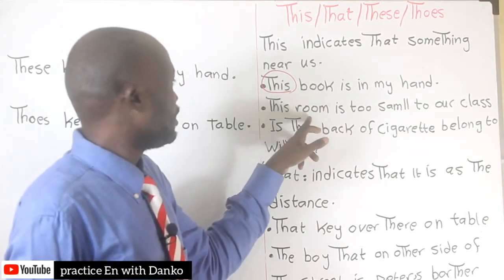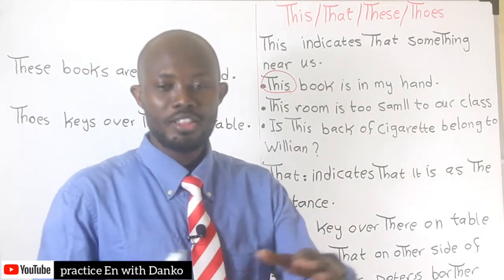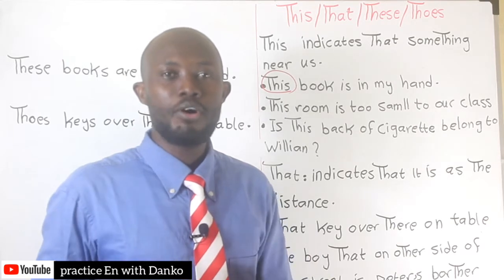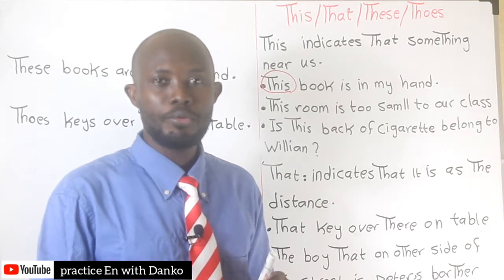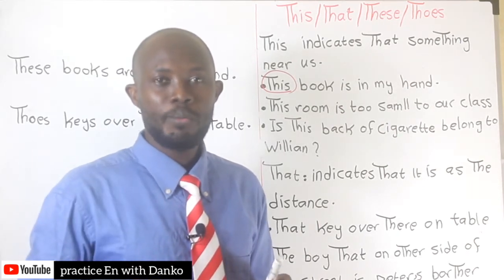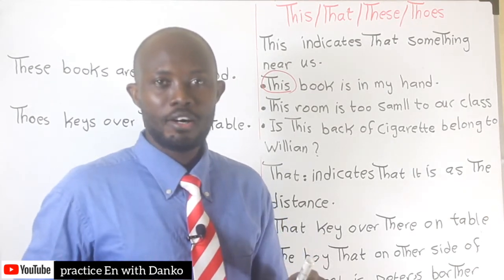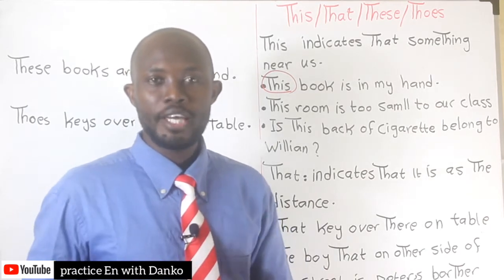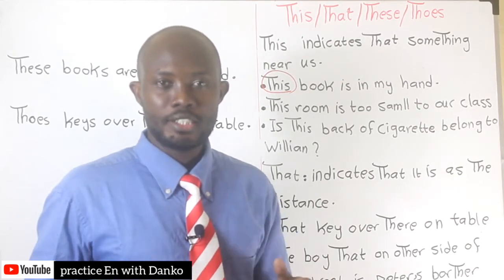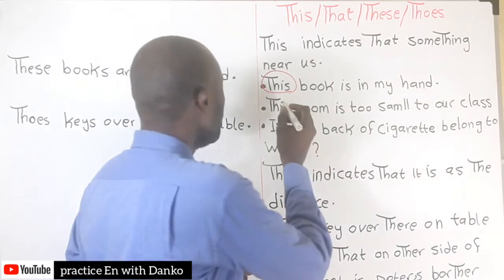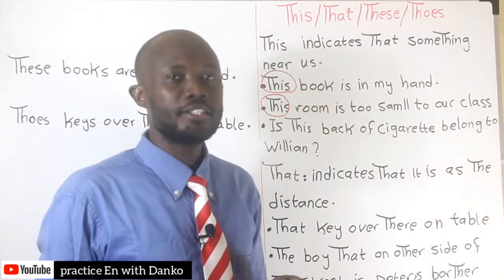Next, this room is too small for our class. Okay, I want to indicate or point to the room. Maybe I'm inside the room, so I want to indicate to the people with me, to say to them, this room is not big enough for us. So here we use this. This room is too small for our class.